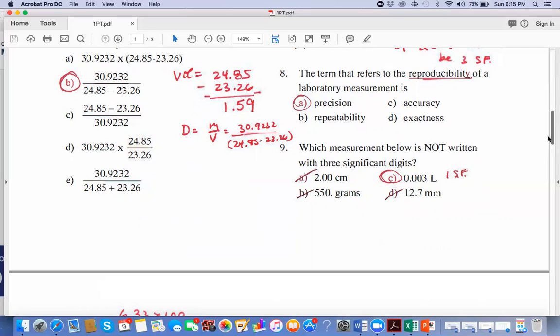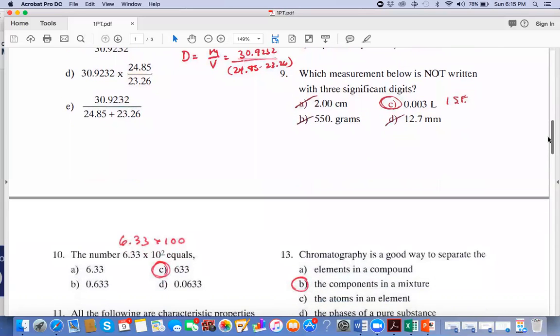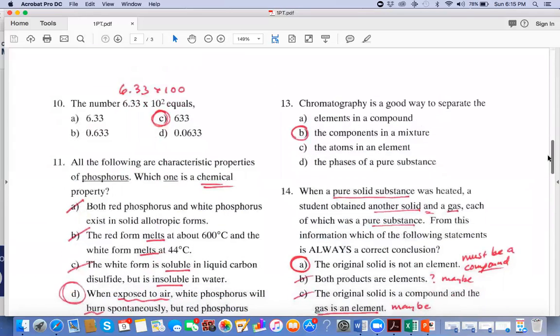Which measurement below is not written with 3 significant digits? So 2.00 is, so we can cross that out. 550 followed by the decimal or the period is, so we can cross that out. And 12.7 is, so we can cross that out. The only one that is not is 0.003 liters. That's 1 significant figure.